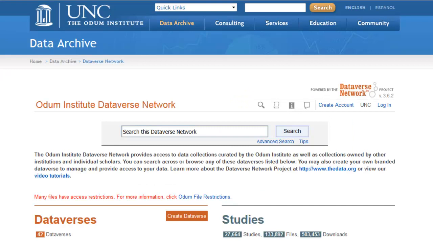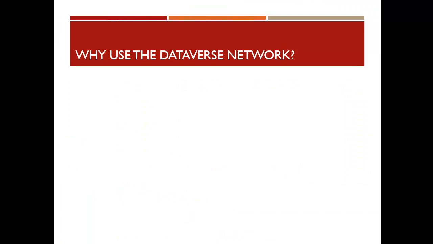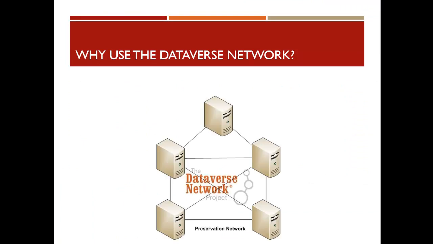The Odum Institute's Dataverse Network, or DVN for short, is a user-friendly web application that allows researchers to publish, cite, analyze, and archive their data. The Odum Institute's DVN is also part of a network of data repositories, which allows your Qualtrics data to be made discoverable to researchers all over the world.